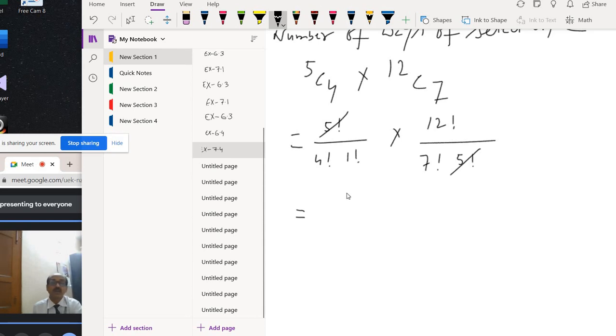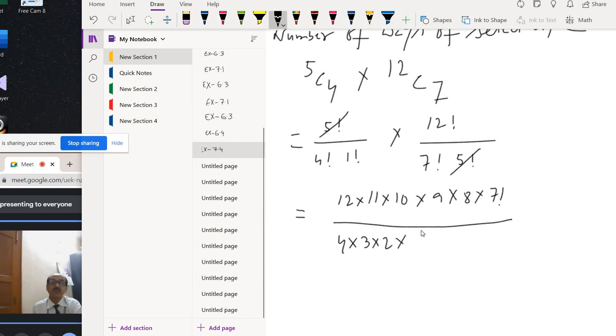So 12 into 11 into 10 into 9 into 8 into 7 factorial, divided by 4 into 3 into 2 into 1 into 7 factorial. 7 factorial cancels. 2 4s are 8, 4 4 cancel, 3 3s are 9, 3 4s are 12, 12 cancel, and 2 5s are 10.